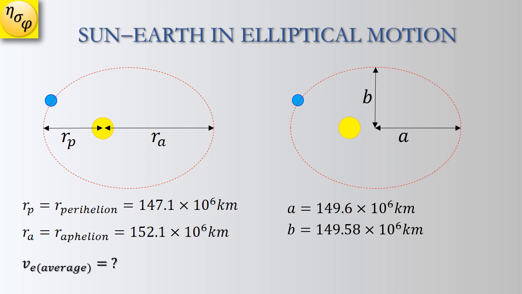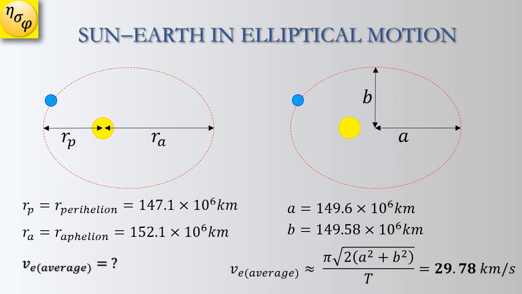The first method that I used was mathematics. I have to convert from RP and RA into A and B, which is shown on the screen. With these new parameters A and B, we can calculate the average VE by dividing the circumference of the ellipse by 1 year period. I set average because the Earth's speed is not going the same everywhere in its orbit because of varying distances to the Sun. How to solve the problem? Let's go to the next slide.